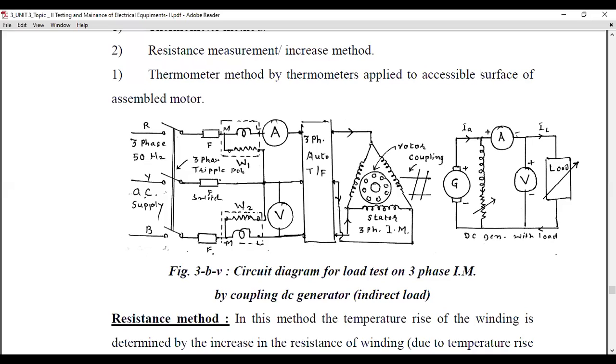An auto transformer is given, and a three-phase induction motor stator is here. Here you can consider that a DC generator with load arrangement is coupled. The rotor here is in coupling. The circuit diagram for load test on a three-phase induction motor by coupling the DC generator. Please draw this diagram.